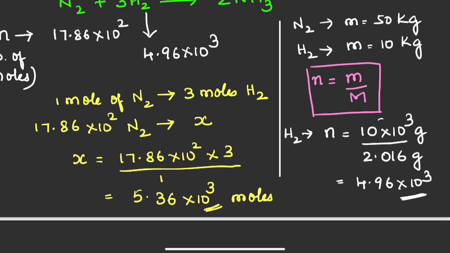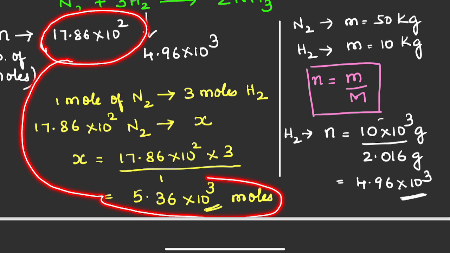So here, what is the meaning of this? For 17.86 into 10 to the power of 2 moles of nitrogen, 5.36 into 10 to the power of 3 moles of hydrogen is required. But in the question, what is given is only 4.96. So instead of taking 5.36, they have taken 4.96.